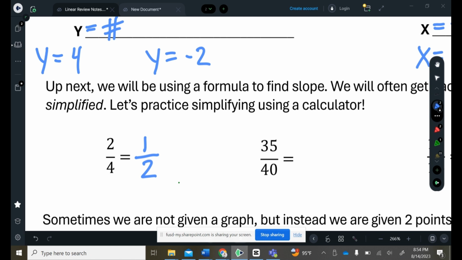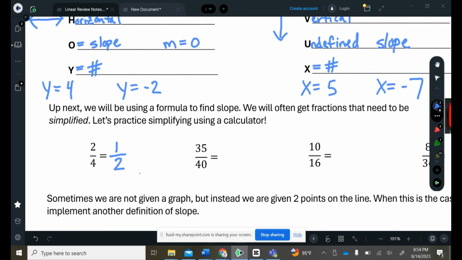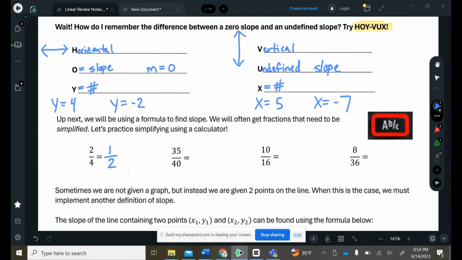1/2. Okay, so what I want you to do now is try the rest of these before we go over them together. Before I show them to you, I want you to try them. So pause the video, go to Desmos, and simplify the fraction. Then you can come back and watch the rest.